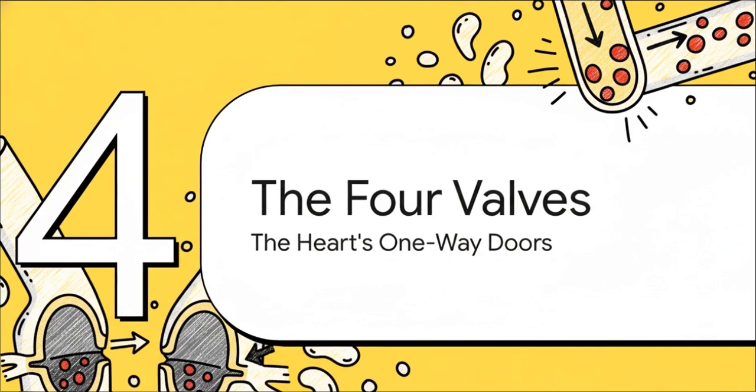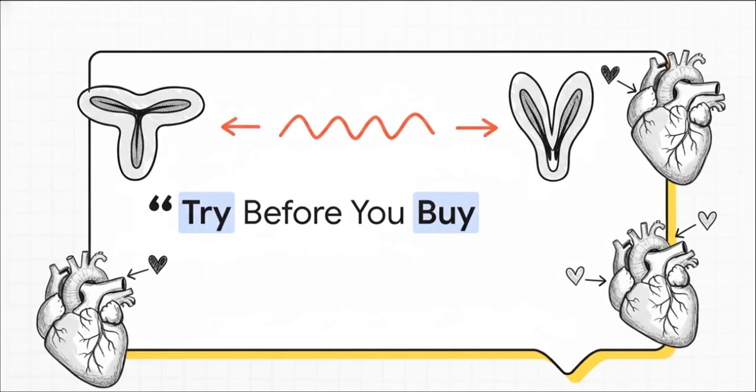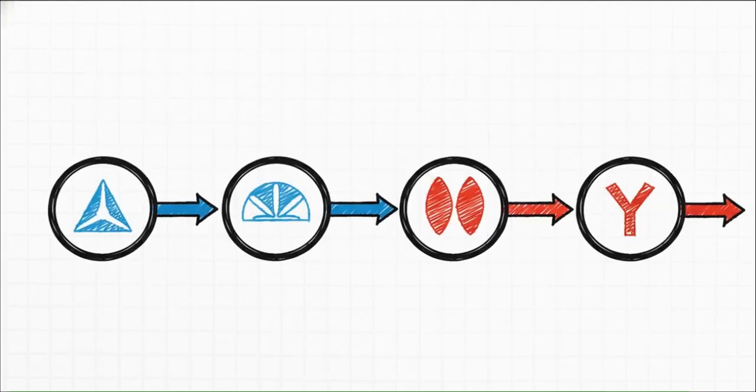Okay, so we have our rooms. But how do we keep all that blood from flowing backward? Well, that's where the valves come in. Just think of them as the heart's perfect one-way doors. And here is a super simple mnemonic to help you remember the first two major valves in order. Just think, try before you buy. The tri stands for the tricuspid valve, which you run into first on the right side of the heart. The bi stands for the bicuspid valve, which is also called the mitral valve, and that one comes second over on the left side.